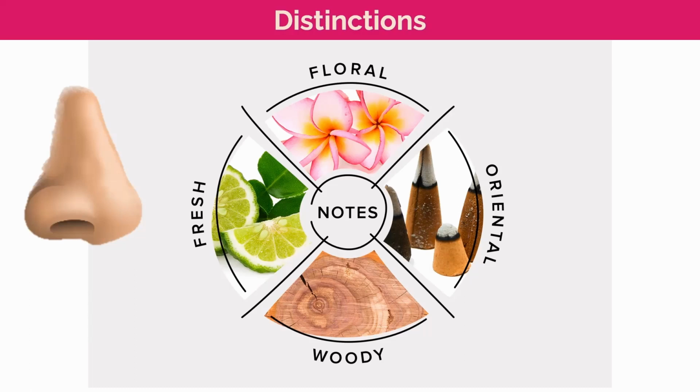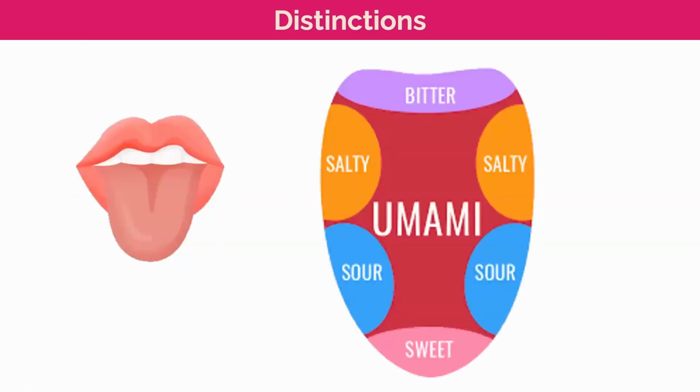We also have the taste. Through the process of taste, we can taste sourness, sweetness, saltiness, bitterness, and umaminess. That's 1, 2, 3, 4, 5, the fifth taste distinction. And so these are the distinctions that we can feel.